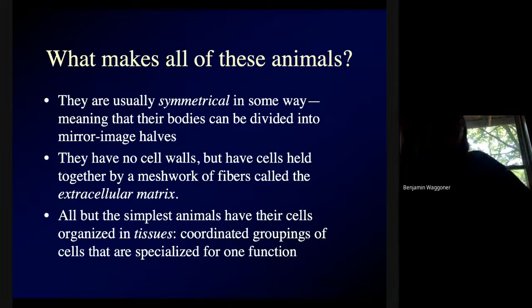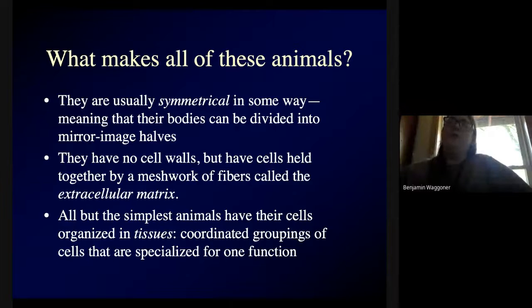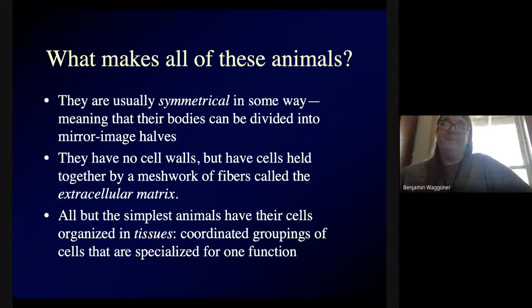All animals, except for the very simplest, have cells organized in coordinated groupings, often shaped like sheets. And those coordinated groupings that are specialized for just one thing are called tissues.